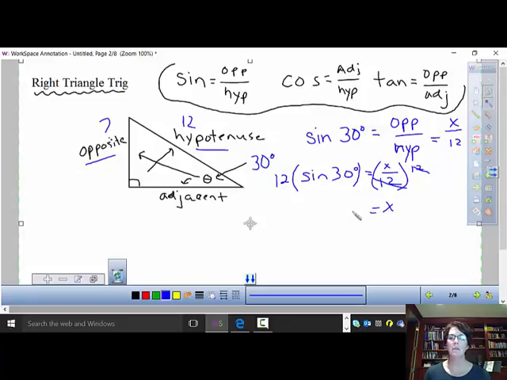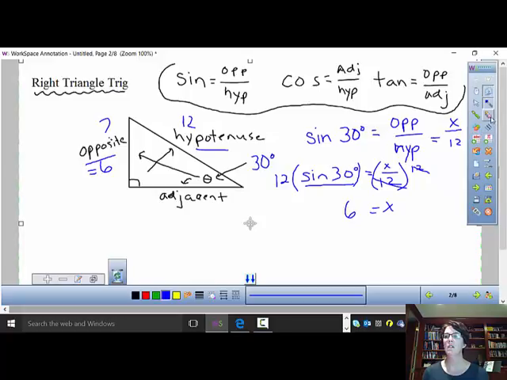Sine of 30 times 12 is 6. So the opposite side is 6, and you can do that on your calculator. Just hit sine of 30. Depends on what type of calculator you have, but you can usually just type that in in order like that, and then times 12, and you're going to get 6. And so this side over here is equal to 6. This is 12, this is 6 for a 30-degree angle.